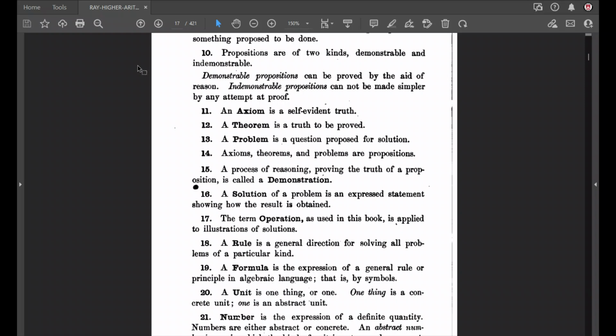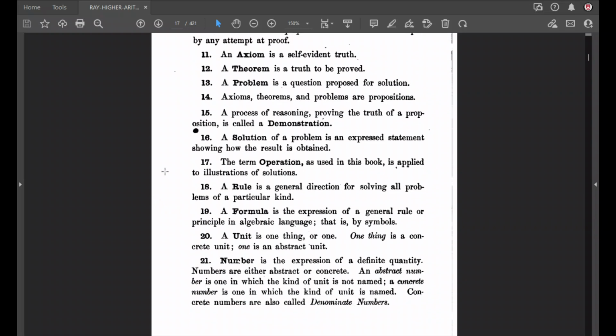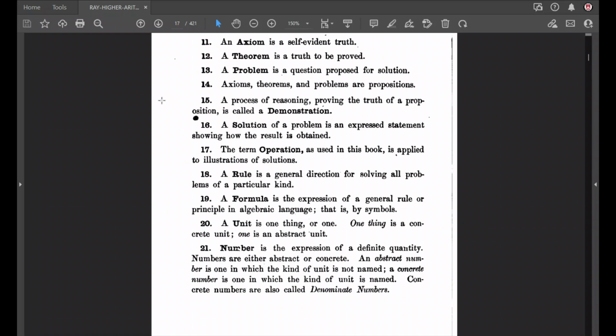That's Article 19. Now, where are we at time-wise? 40 minutes. 40? Okay, we've got more time. So you should understand the difference between a rule and a formula, okay?